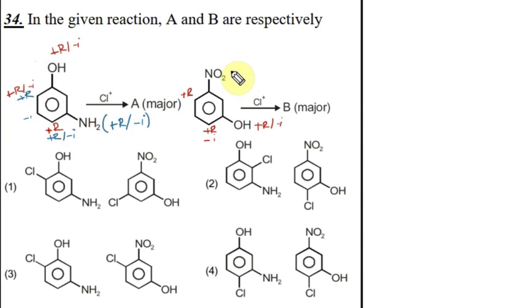Okay, in this case NO2 is minus R, minus I. So I will feel the minus R here, minus I here. In this position there will be minus R. Okay, now going to weighted average.